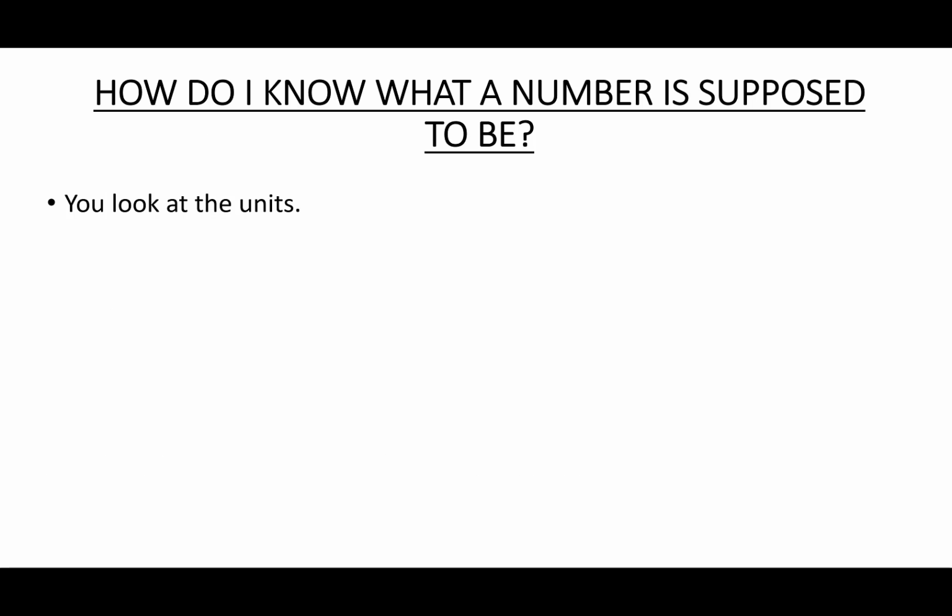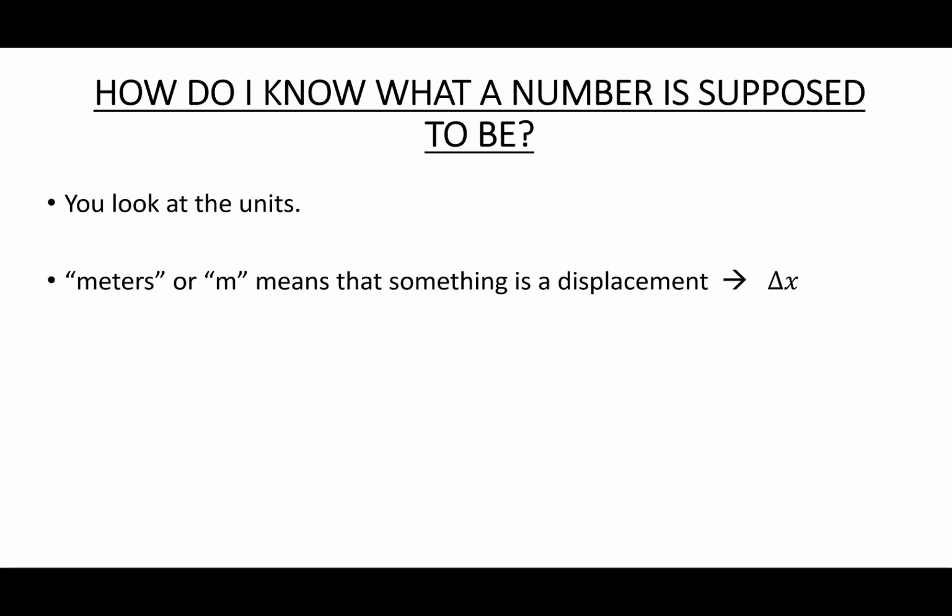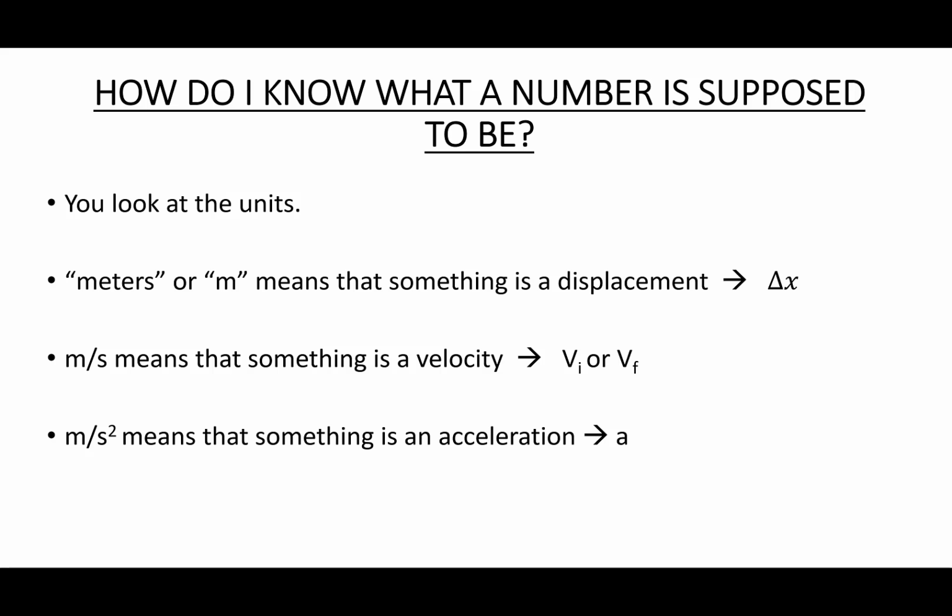How do you know what a number is supposed to be? You look at the units. Meters is going to be a displacement. Meters per second is going to be a velocity. Meters per second squared is going to be an acceleration. And seconds is going to be a time. So I will show you basically how you do this.